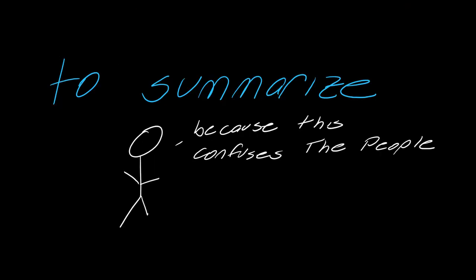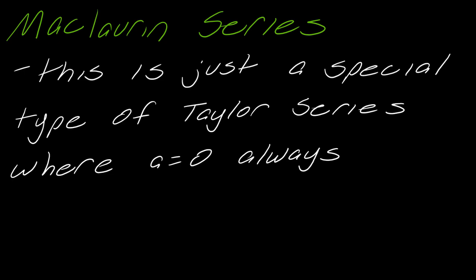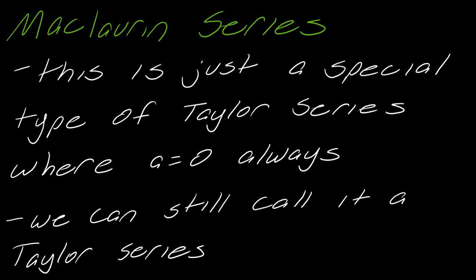So to summarize, because this is something that I've recently found confuses people: Maclaurin series, don't think that this is some extra special thing. This is just a special type of Taylor series, but in this case, just a equals 0. The second you say Maclaurin series, it just means a equals 0. Since Maclaurin series is a type of Taylor series, sometimes we still call it a Taylor series. We kind of interchange between the two. It's a Taylor series at x equals 0, or it's a Maclaurin series. Tomato, tomato, potato, potato. Okay, got it, good.